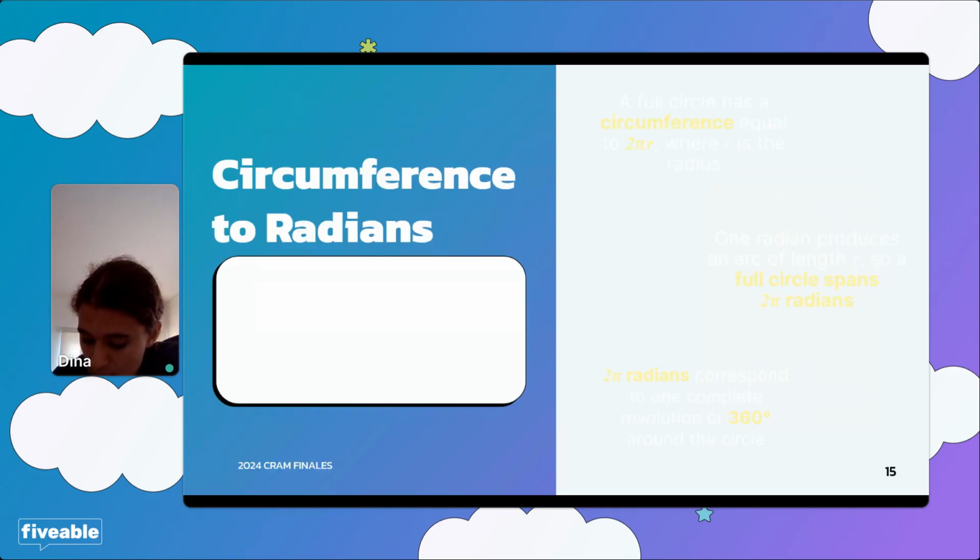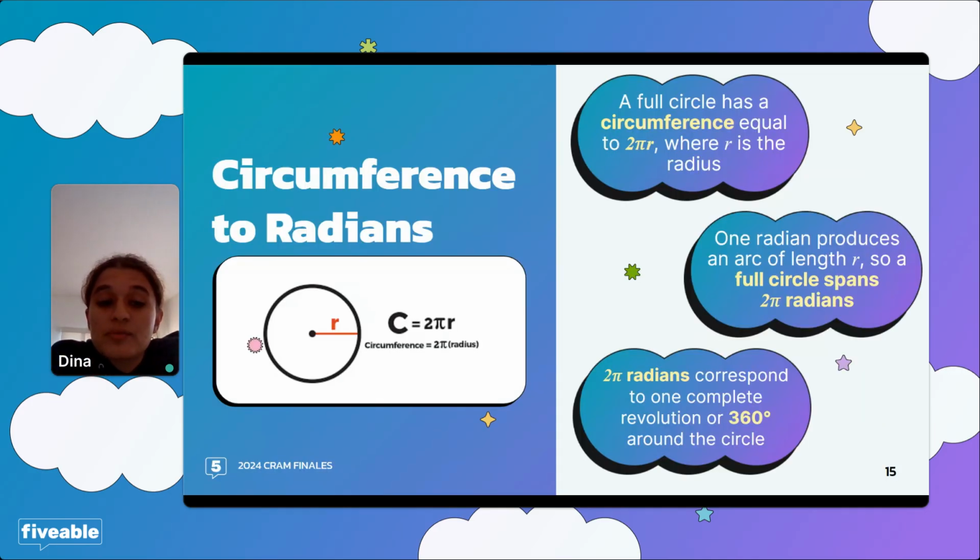On the next slide, we also have more information on circumference to radian conversions. So basically, as I've already stated before, because circumference is the measurement of 2 pi r, and in this hypothetical scenario the radius equals 1 and it's going through the whole circle, we know that the whole circle is a radian of 2 pi. And there is a conversion factor.